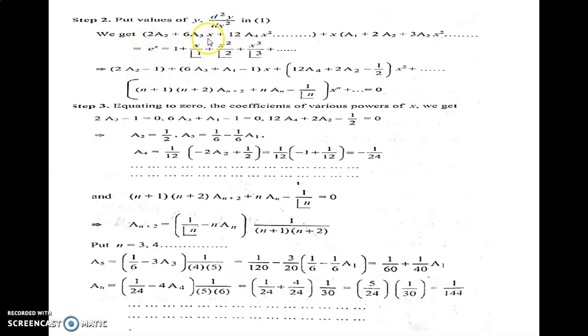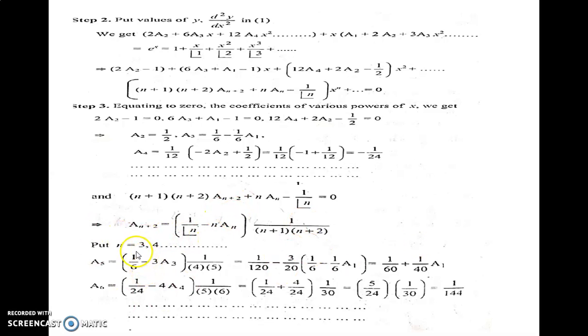minus 1, and the coefficient of x is 6a3 plus a1 minus 1, equal to 0. You will get the coefficient of x square similarly, and the coefficient of x^n is equal to 0 because we have taken this term on the left hand side. Similarly, you will equate to 0 the various powers of x. Firstly, you will take this term equal to 0 and you will get a2 is half, and a3 is this, a4. Similarly, a(n+2) in terms of a(n).